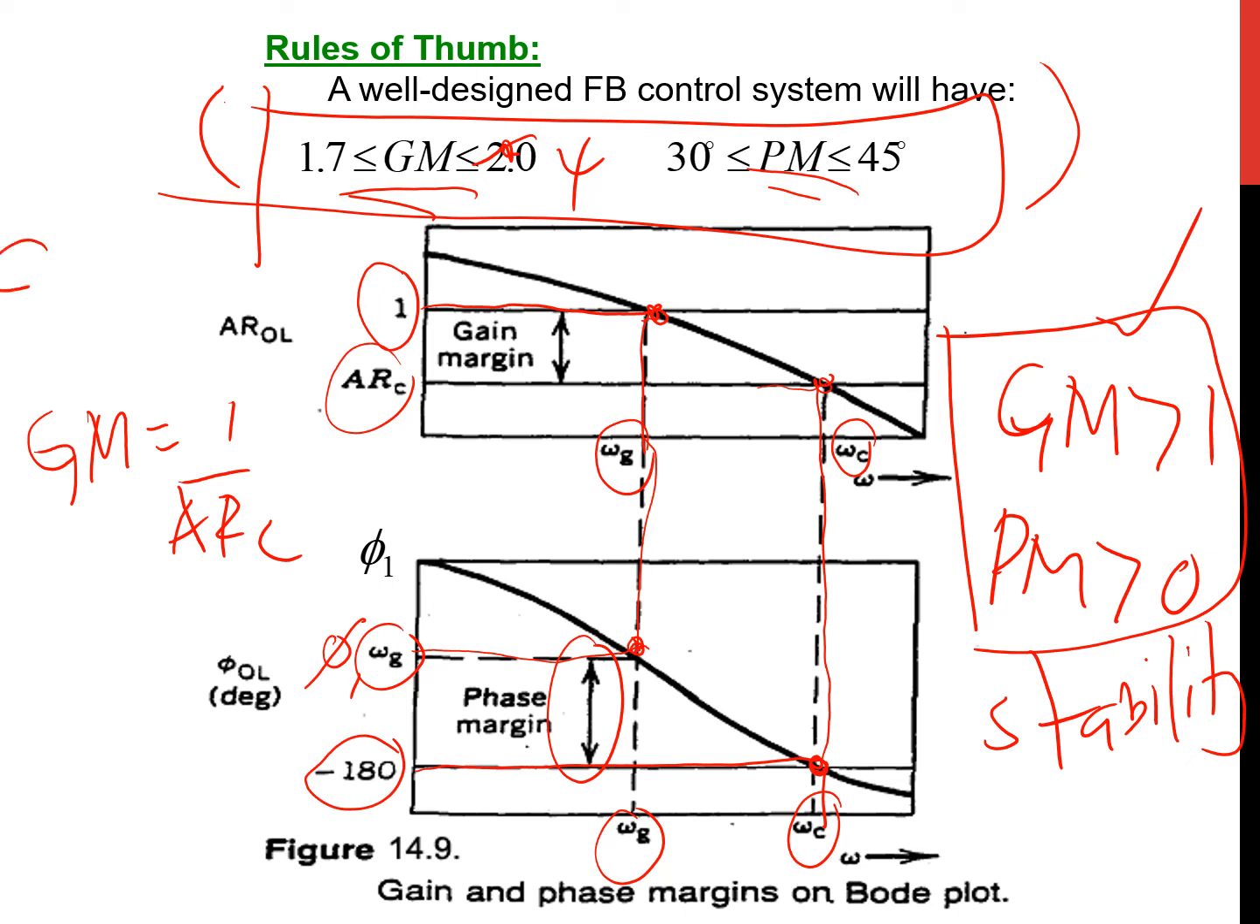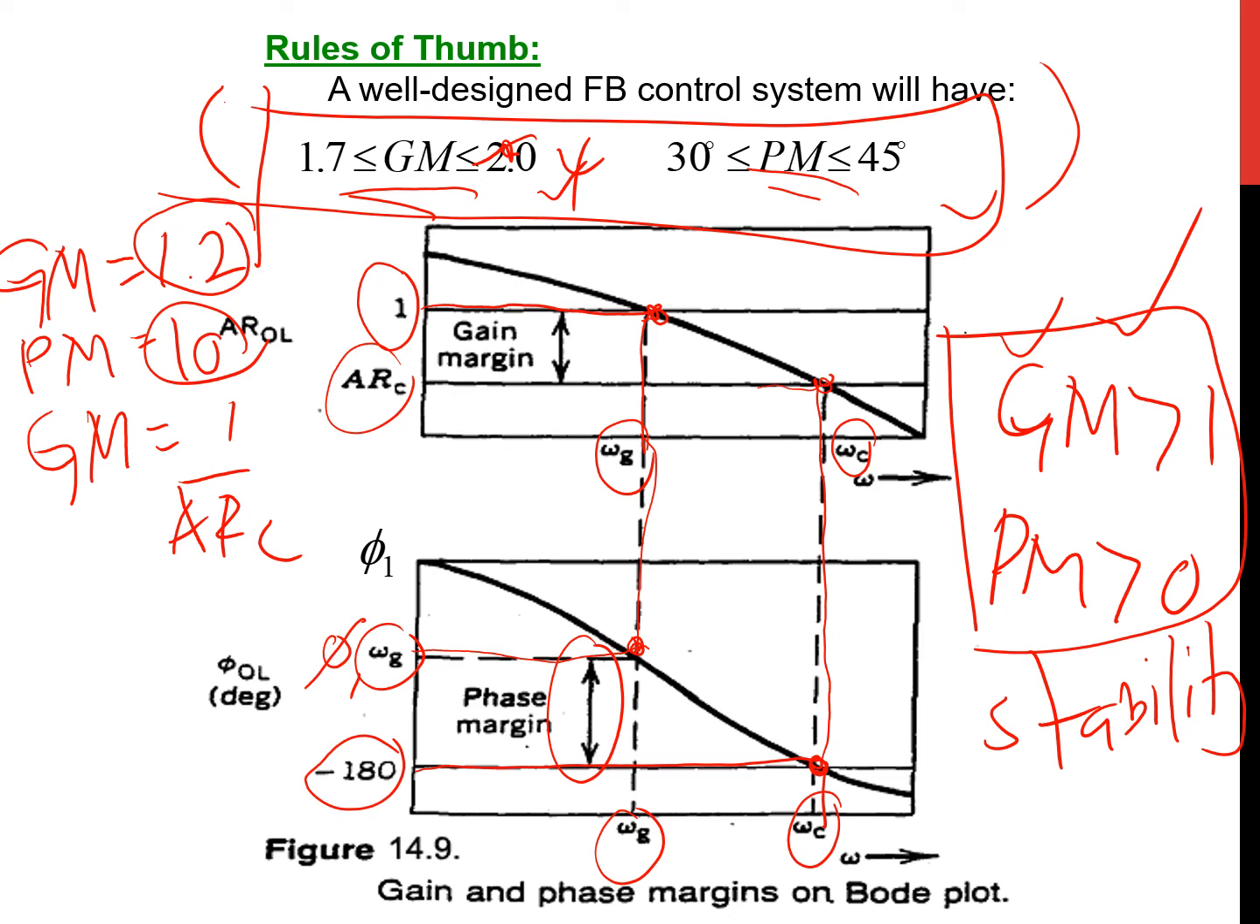Let's say, for example, to make it clear, you have the GM equal to 1.2, phase margin equal to 10. So 1.2 and 10 satisfy the stability. That means your process is stable, but based on the rule of thumb for a well-designed feedback control, the 10 is outside the range. So your closed loop system is stable, but your controller is not well designed.